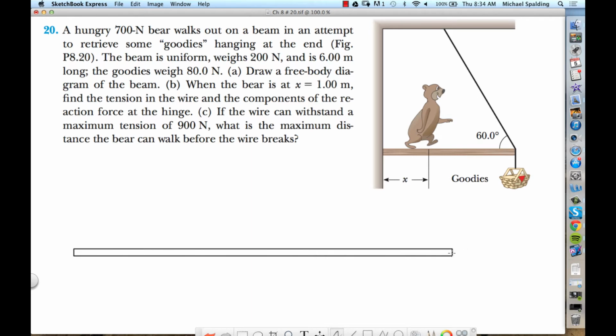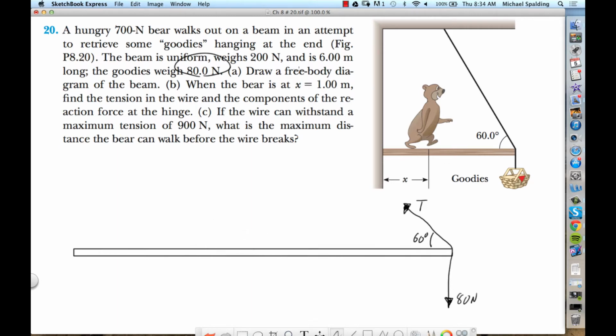So starting at the right here, we have the goodies hanging off. That's perpendicular to the beam. The goodies weigh, where does it say? 80, right here. 80 newtons. And then we have a rope, this cable. So force in a rope is called tension. We'll label that T. 60-degree angle.